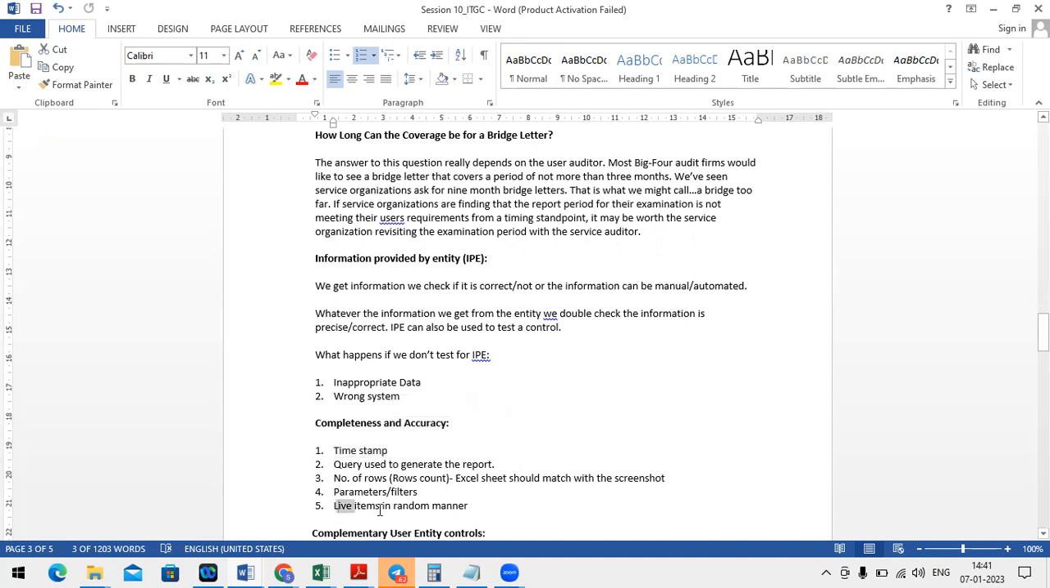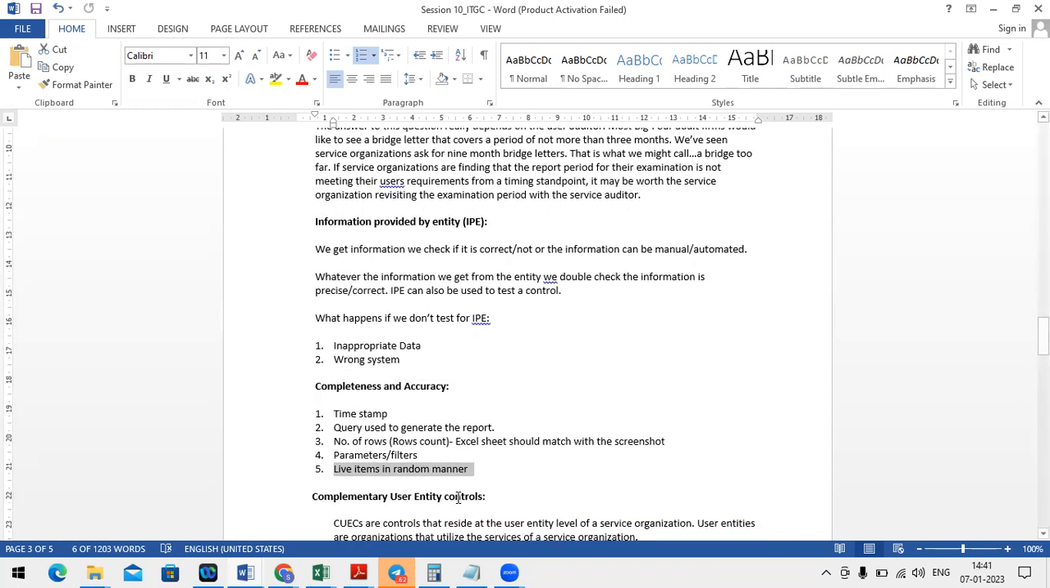Any live items which we have seen in a random manner, by sharing the screen, all these things we consider as part of completeness and accuracy. So basically, whenever somebody asks you how do you check the completeness and accuracy, it should be either through timestamp, query, number of rows matching the screenshot, parameters or filters, live items in a random manner. This is the way we check the completeness and accuracy.